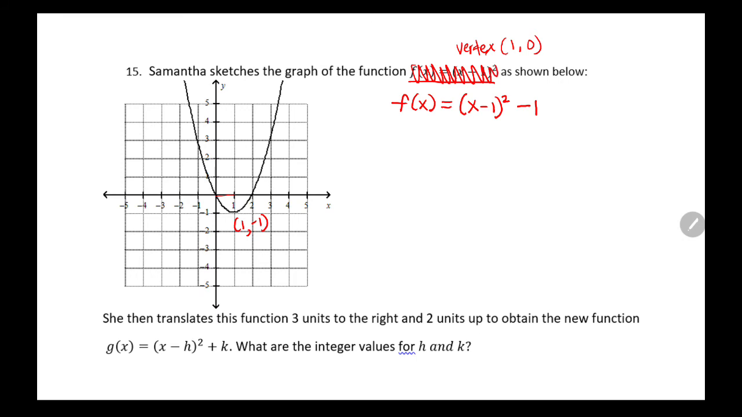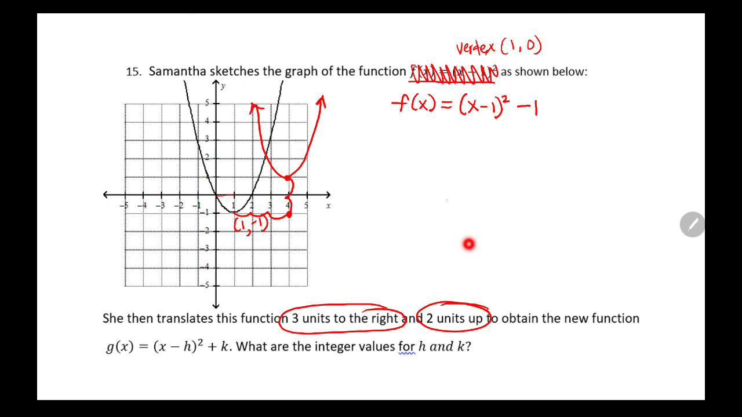All right, she then translates this function to the right 3 units. So that means she's going to go 1, 2, 3. And then 2 units up. So 1, 2. So she's just shifting it. She's not flipping it or anything. So it's going to keep its same shape. It's just going to have a new vertex.